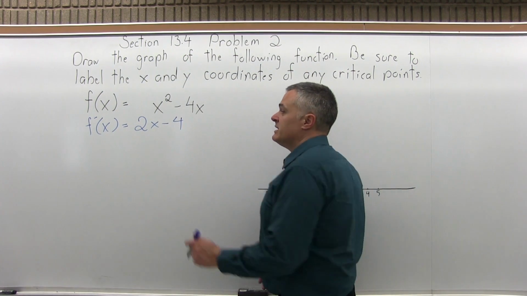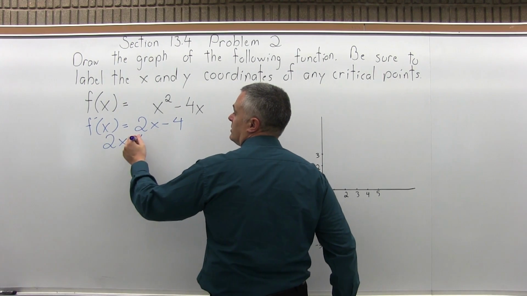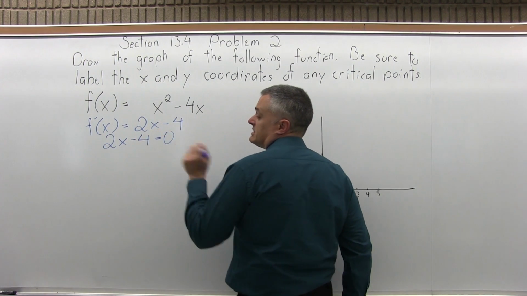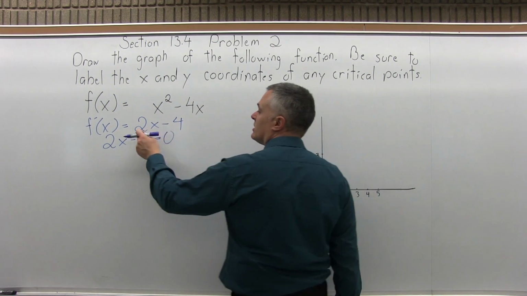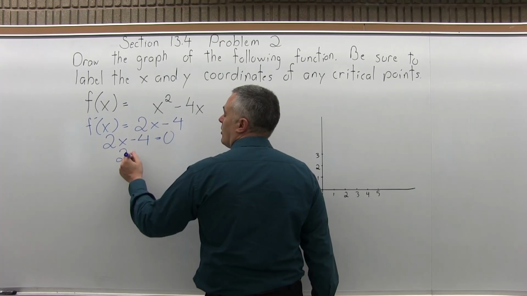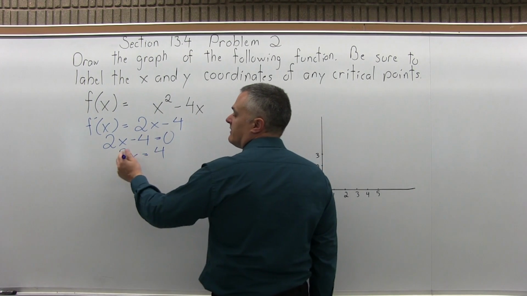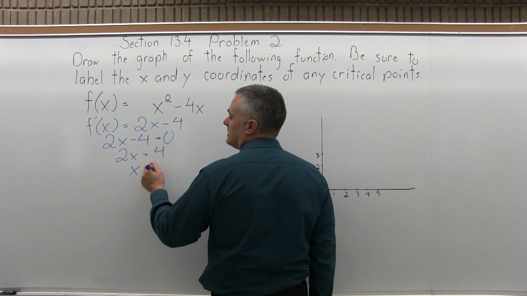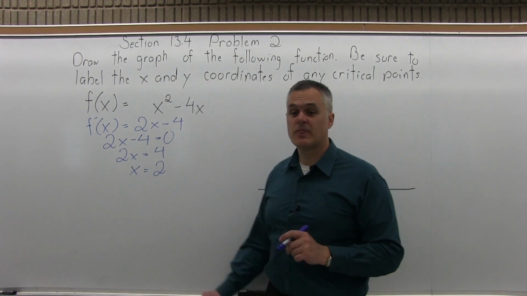Step 2, set the answer for the first derivative equal to 0. So 2x minus 4 equals 0. Easy step. Step 3, solve for x. So let me bring the minus 4 over to the right side of the equal. So it'll go over as a plus 4. Divide out by 2. So 4 divided by 2, I'm going to have x equals 2.